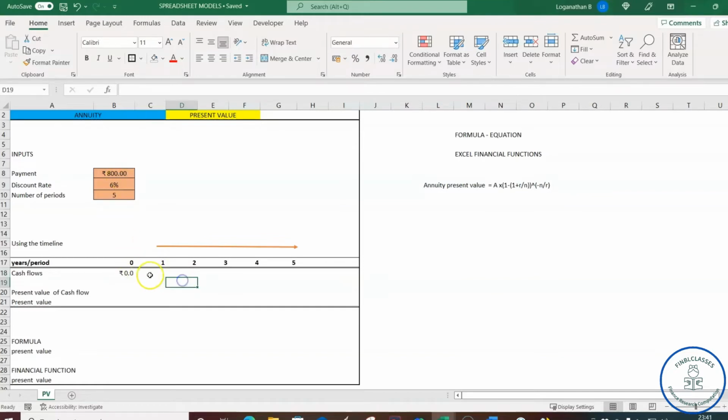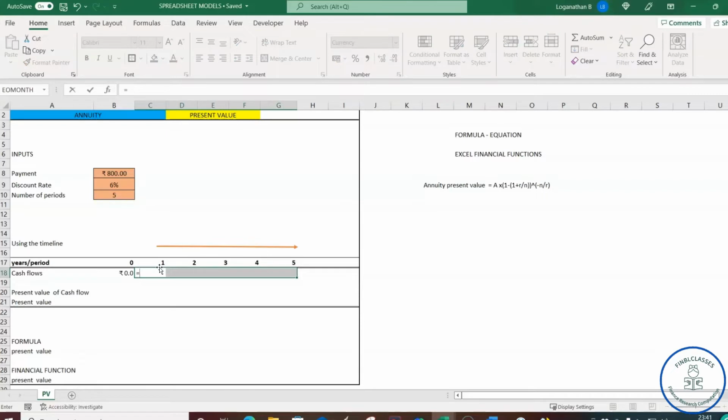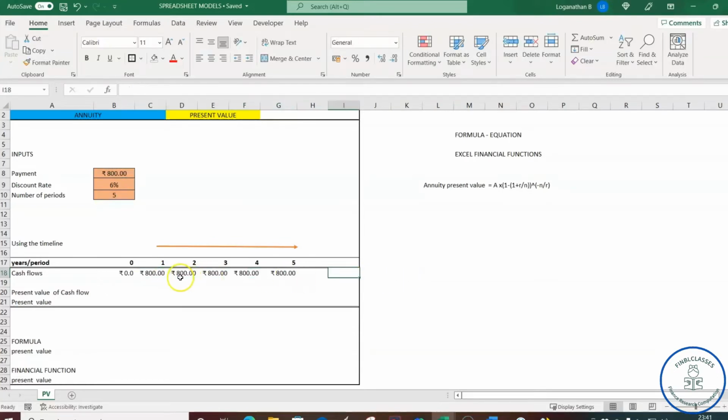Instead of typing one by one, place the active cell at C18, then press Shift and the left arrow key, then press equal to and select the cell B8. Ensure that you make it constant with function F4, locking the cell, and press Control Enter. So the values will be thrown into these active cells, from C18 to G18.